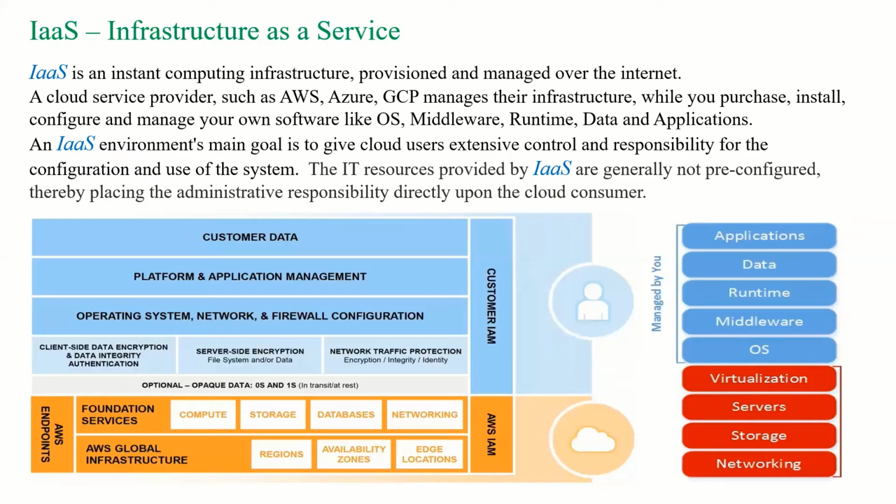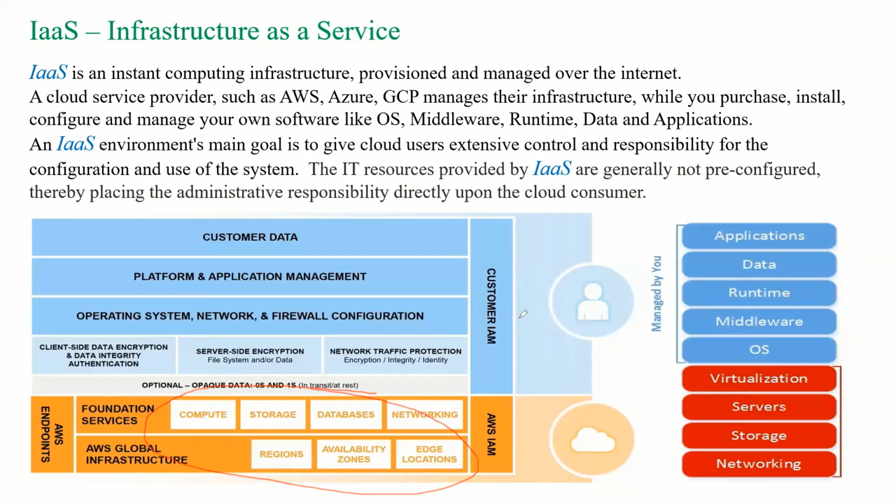So here in the pictorial presentation, you can see as a customer, what are the things that you need to manage, and as a service provider, what are all the things AWS manages. Here you can see AWS manages networking, edge location, availability zones, regions, databases, storages, and the compute. So these are all the responsibility of the service provider. In our case, it is AWS. Suppose you are learning Azure, it is the responsibility of Azure, these things.